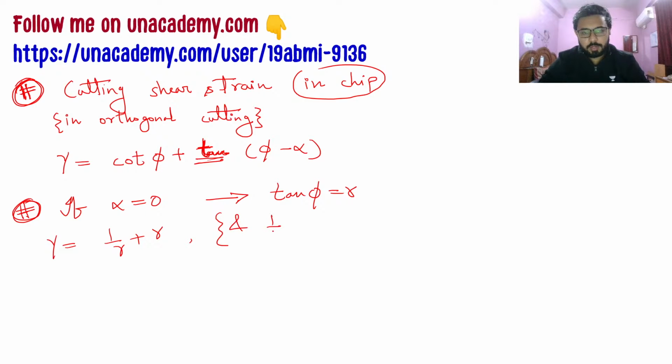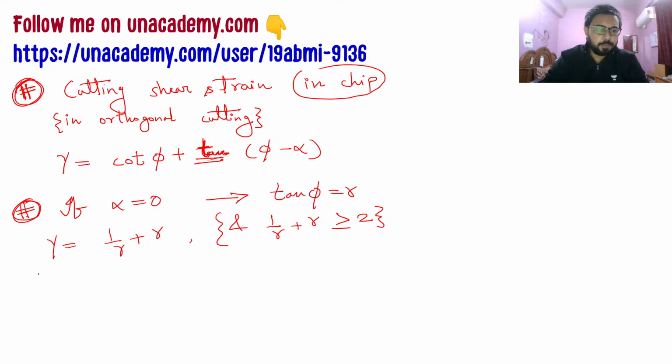and 1 by R plus R is always greater than or equal to 2. You can just take 1 here, so you will be getting equal to 2. You can take 2 here, then you will be getting 2.5, that is obviously greater than 2. So this whole sum will be always greater than 2 or equal to 2 if R is equal to 1.